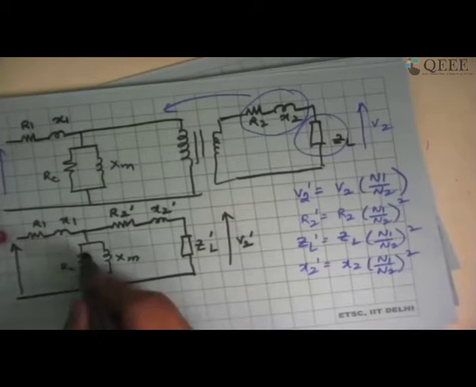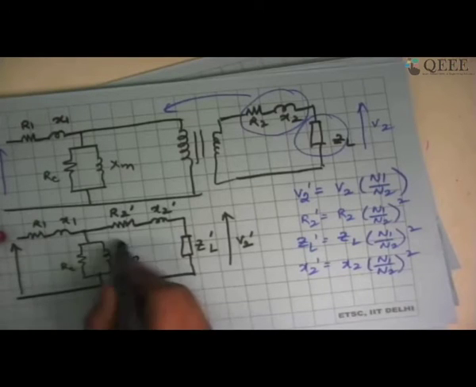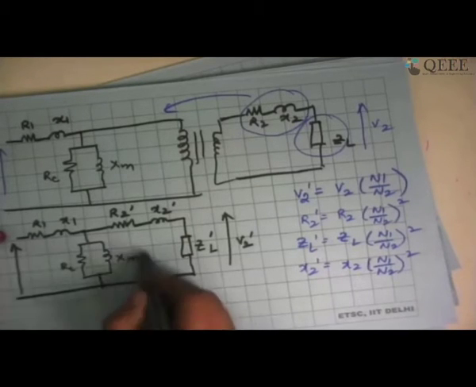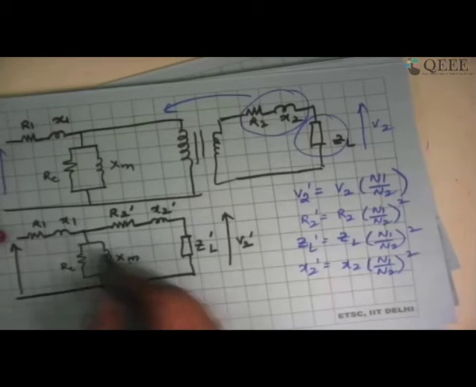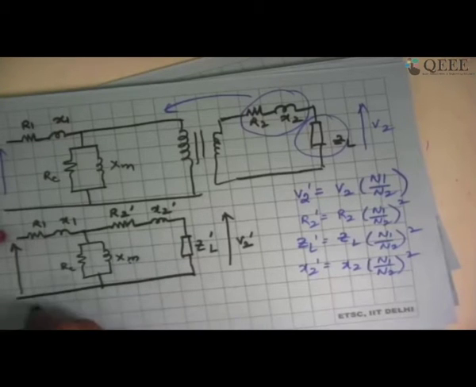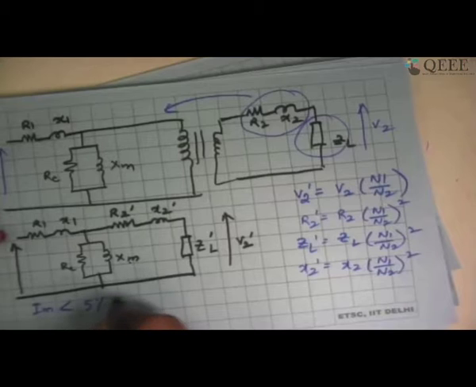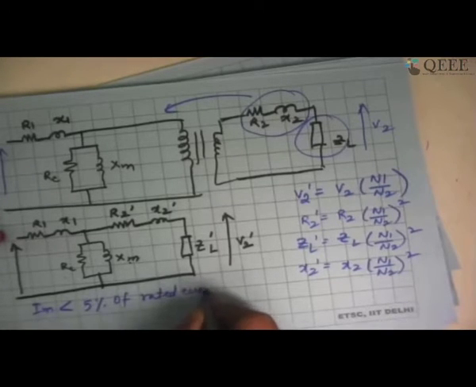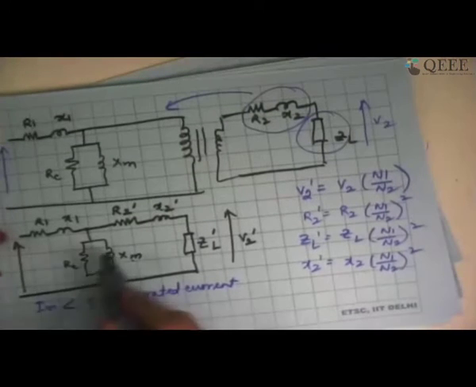Now what I can do is, because this draws very limited current, I hope you understand that XM corresponds to the magnetizing current branch, and the magnetizing current we said is generally less than 5% of rated current. So if rated current is 100 ampere, I'm going to have 2 or 3 amperes as magnetizing current.